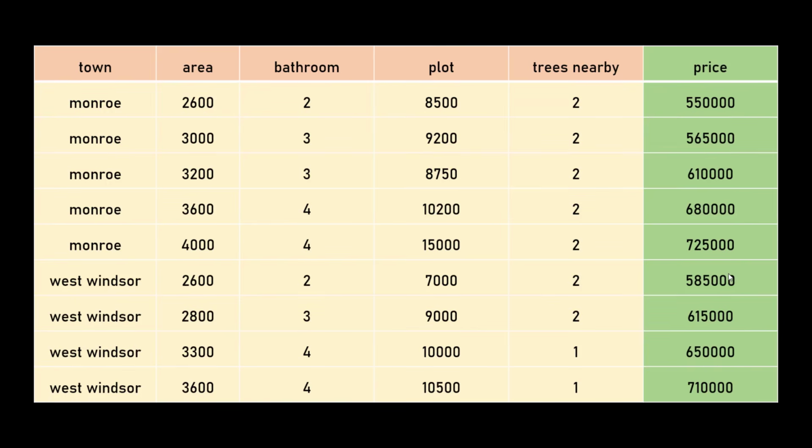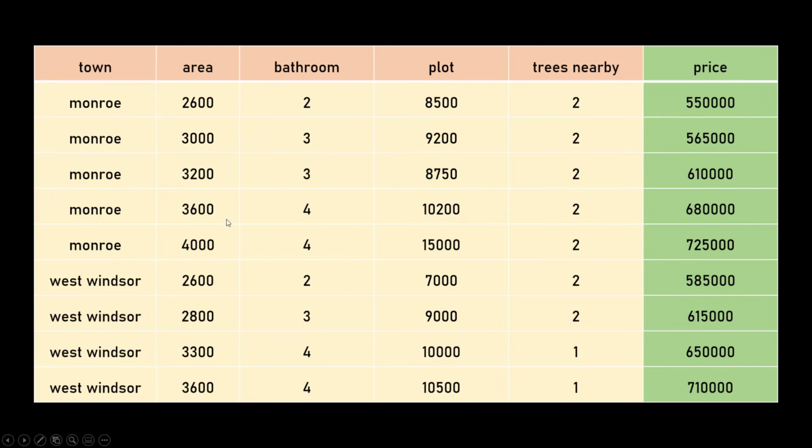Let's say you're working on building a machine learning model to predict property prices. Here, all the columns on the left-hand side are the features or the attributes of the property that decide the price. So the column in green is actually your target variable.